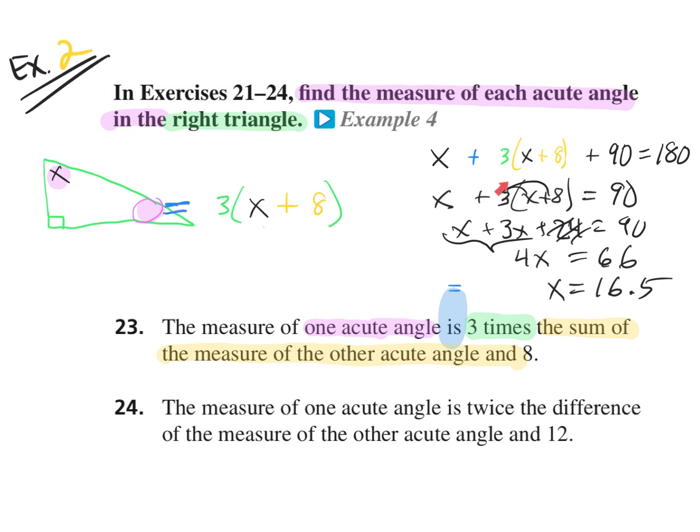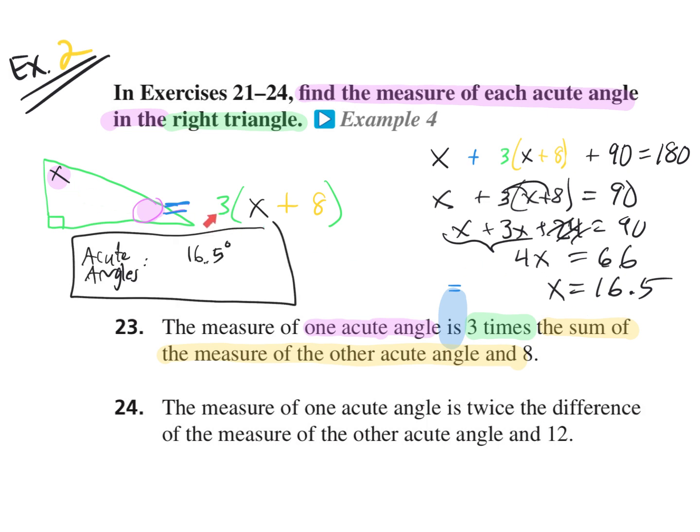We're not done because they asked us to find the measure of the acute angles, which are x and 3 times x plus 8. So one of the angles is 16.5 degrees because x is 16.5. And the other angle is 3 times 16.5 plus 8, which is 3 times 24.5, which is 73.5 degrees. All right, let's do this one more time with number 24.